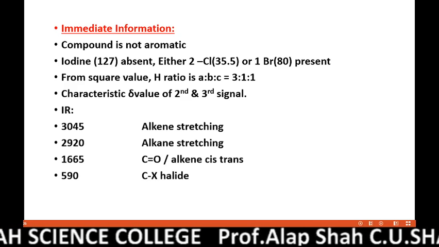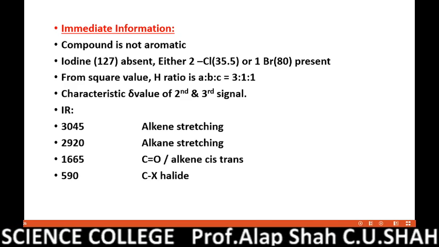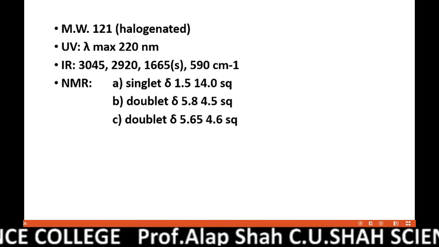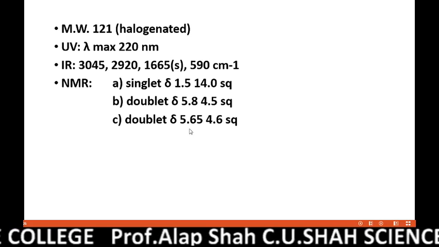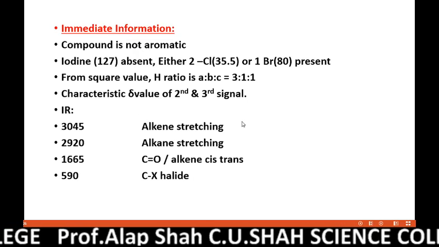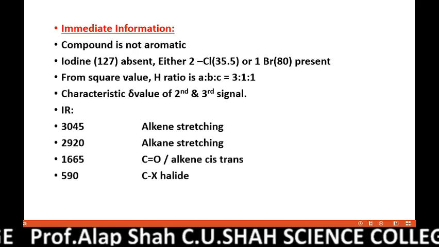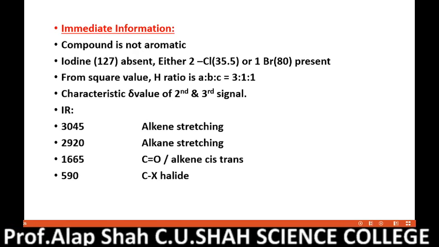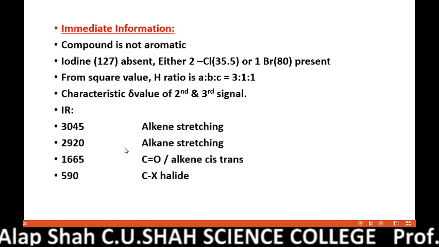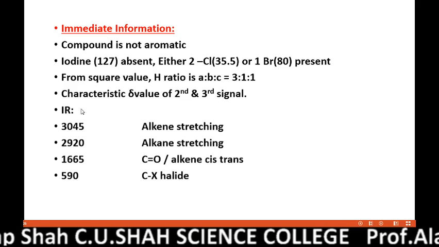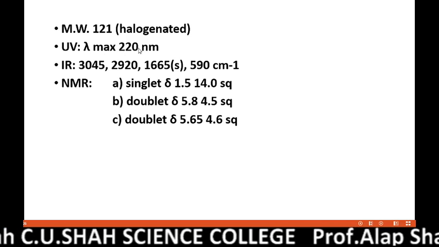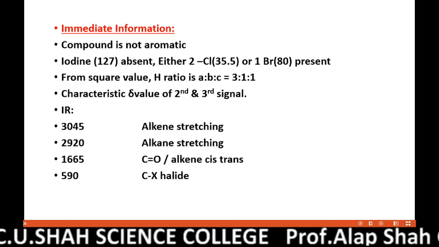may be present. From the three square values 14, 4.5 and 4.6, we can say that the proton ratio must be A B C, that is 3 is to 1 is to 1. And the second and third signals have very characteristic delta values, 5.65 and 5.8. Now let us solve the example. I forgot to write the UV, but we can say that 220 nanometer is indicating absence of conjugation.